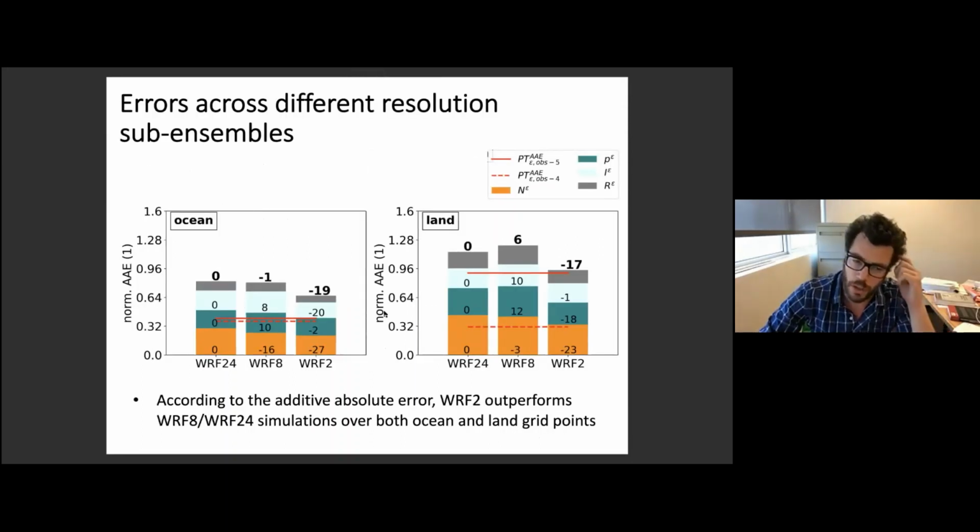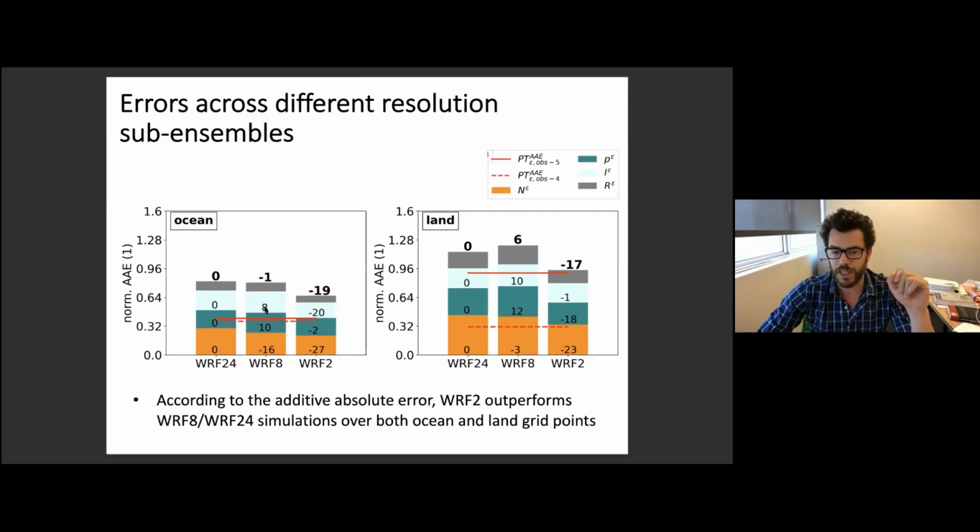And we can also try to produce some figures that show us the overall results by fixing different aspects of the ensemble. So for example, what I show here is the additive absolute error for all the simulations that were done using the WRF-24, all the simulations done with the WRF-8, and the WRF-2, so 24 kilometers, 8 kilometers, and 2 kilometers. On the left, you have the ocean, on the right, you have the land. And of course, then you have how the total error is separated according to the different terms.